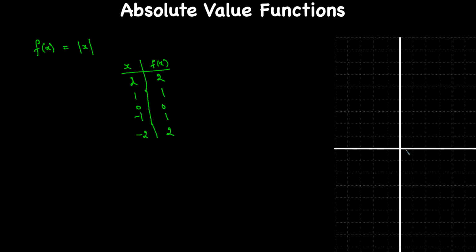So let's graph it over here. So this is my 1, 2, 3, 4, 5. That's 1, 2, 3, 4, and 5.